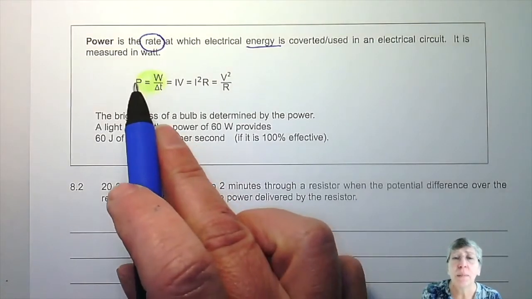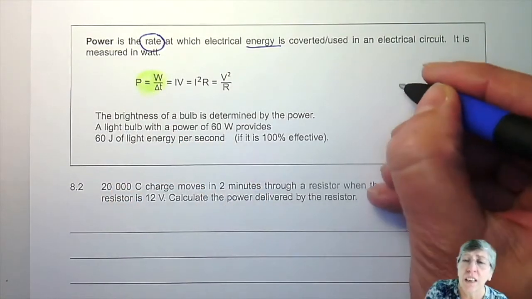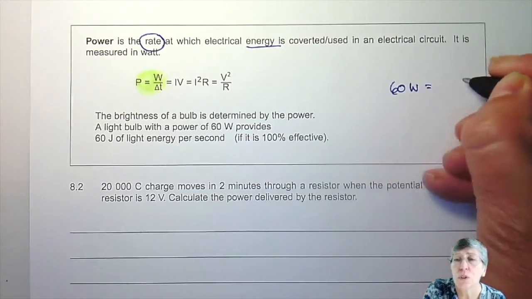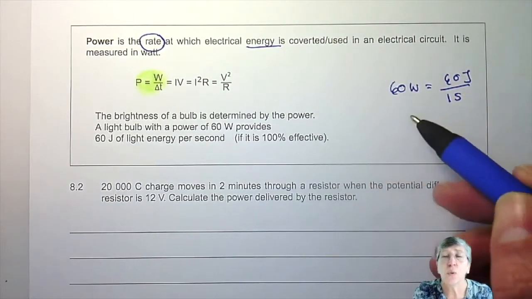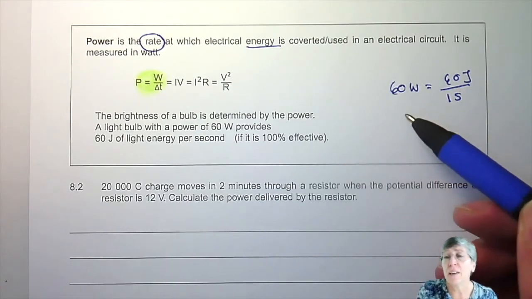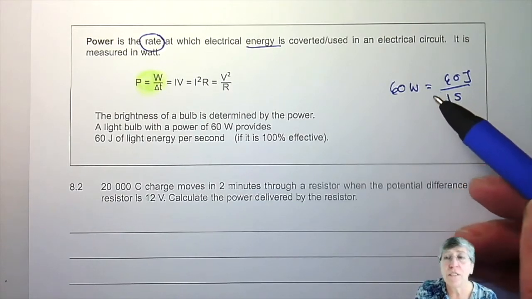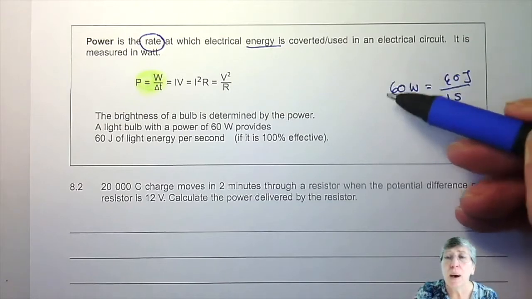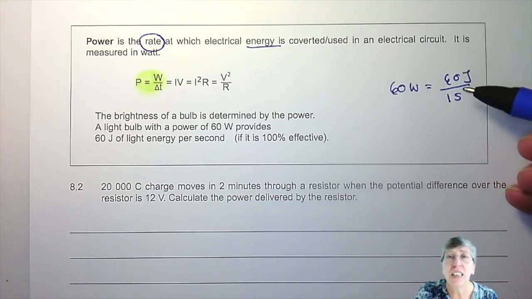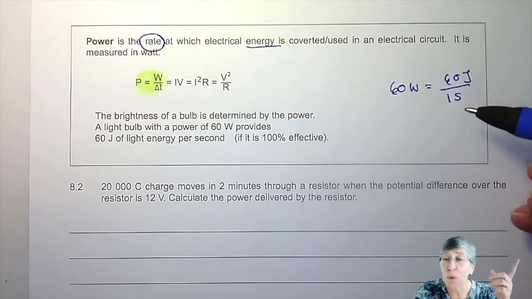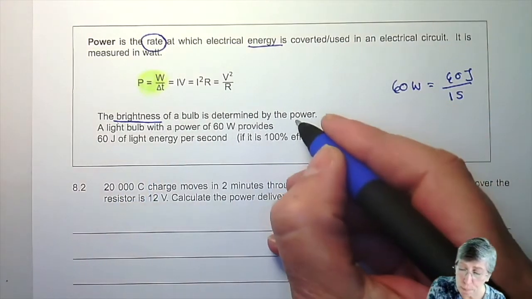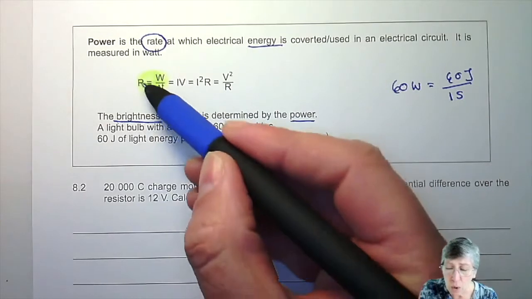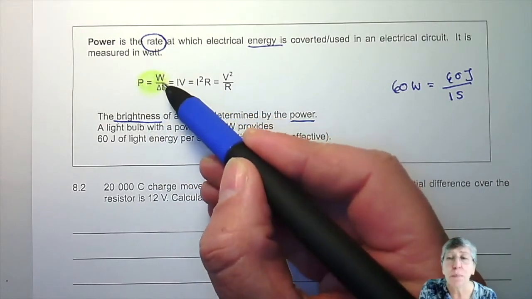Remember, if they tell you 60 watt is equal to 60 joule delivered in 1 second. That also tells you if you buy a hairdryer or a microwave oven or whatever, the bigger the power, the bigger the energy delivered per second. But remember, that will cost more. When you look at the brightness of a bulb, that is determined by the power. More power means more light energy per second.